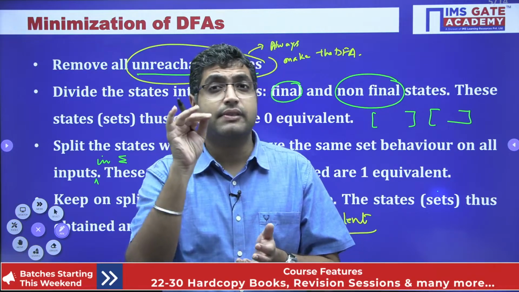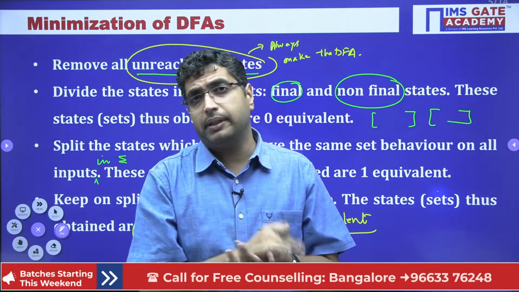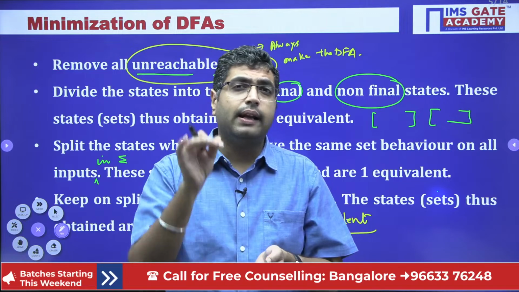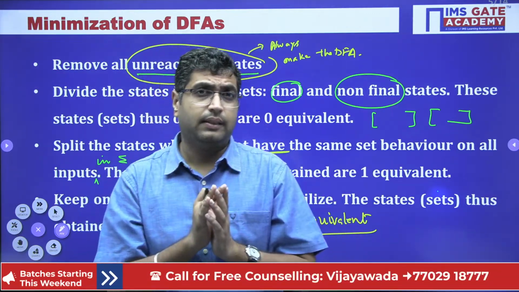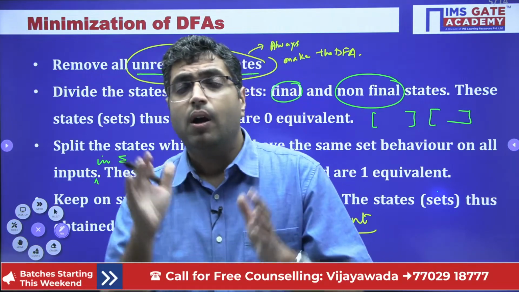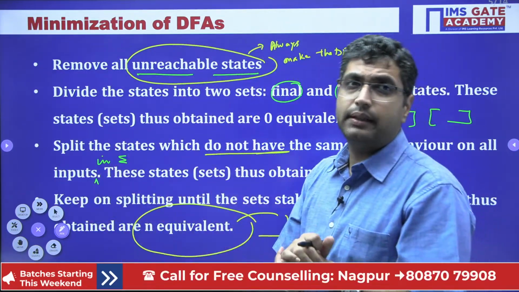So that means the sets have stabilized, and whatever the length of the input, either 0 length, 1 length, 2 length, 3 length, up to n length, for any n length, they have similar set behavior. So now we can get the final minimized DFA.